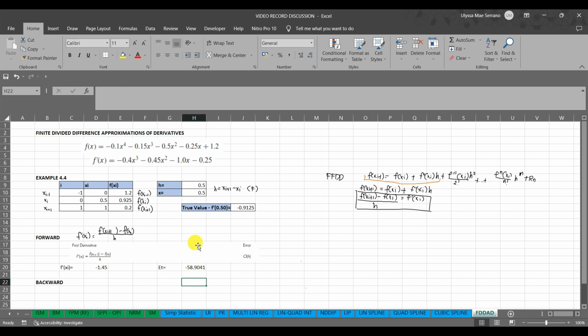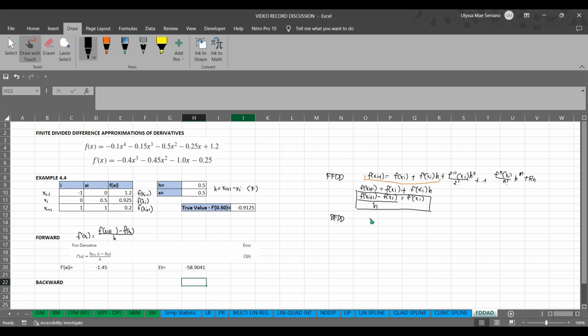So now let's apply the backward finite divided difference in order to find the first derivative. To develop a backward difference approximation of the first derivative, we're going to use x sub i minus 1 and x sub i. So the function of x sub i minus 1 will be equal to the function of x sub i minus the first derivative of the function at x sub i times h plus the second derivative of the function at x sub i over 2 factorial times h squared minus, and so on and so forth.